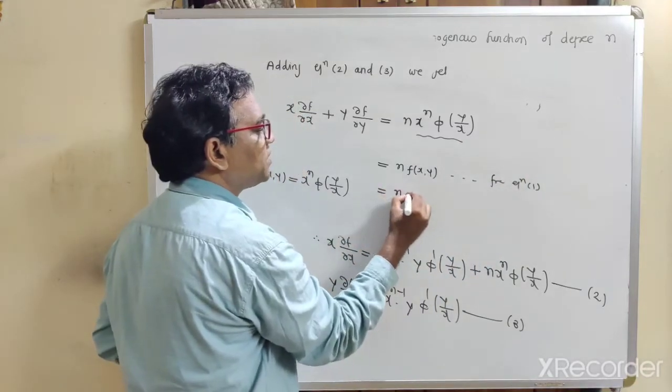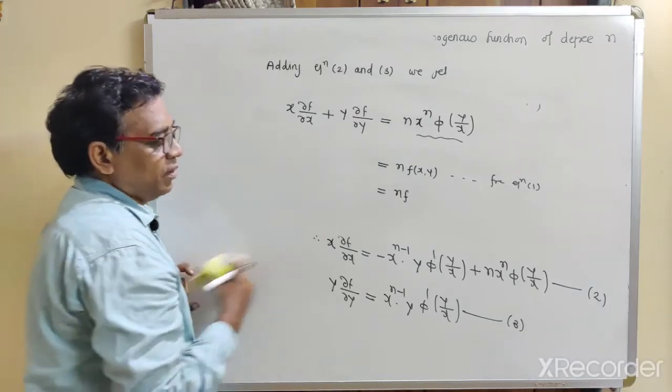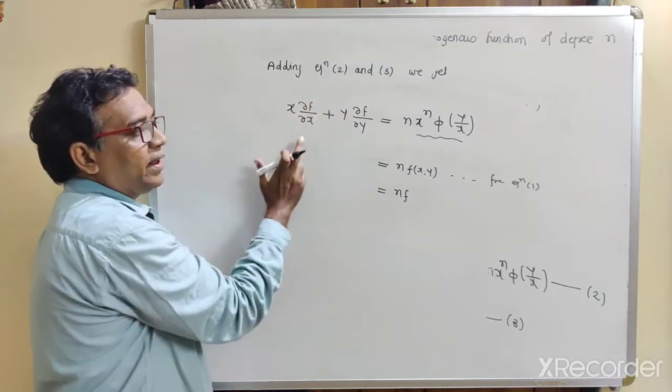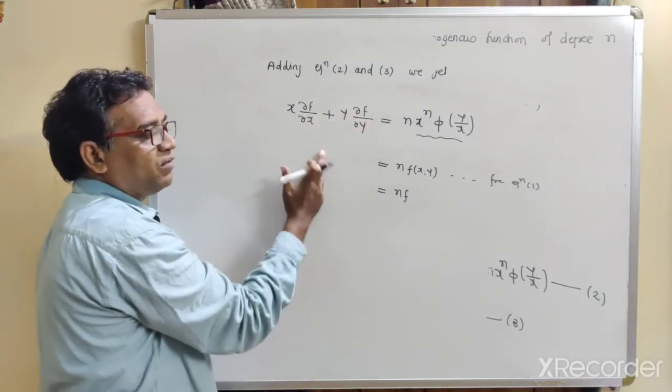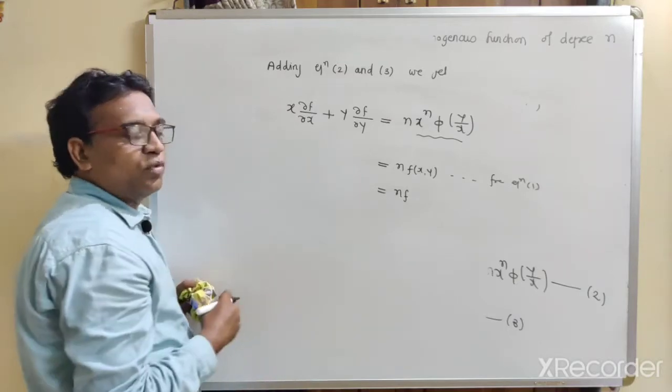So what is this expression? This is nothing but nf. So see what we get: x into del f by del x plus y into del f by del y is equal to nf. So this is called Euler's theorem for homogeneous functions.